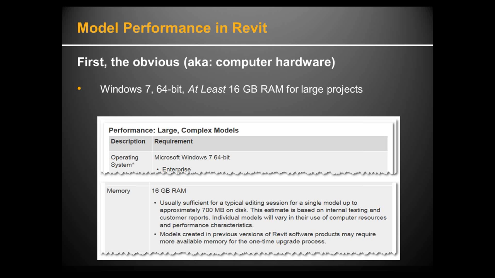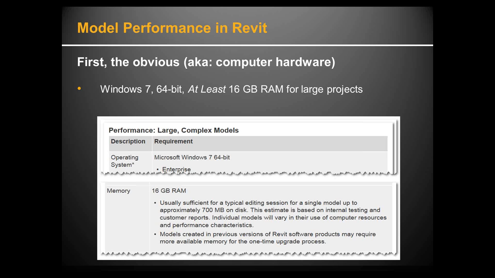If all you ever do is single family, maybe a two-car garage is as big as your project ever gets, you could probably get by with the minimum. But I would go to the large minimum, and remember that it is a minimum. So Windows 7 64-bit, 16 gig of RAM is again a minimum. It's usually sufficient for a typical editing session for, and the next phrase is key, a single model up to approximately 700 megabytes.